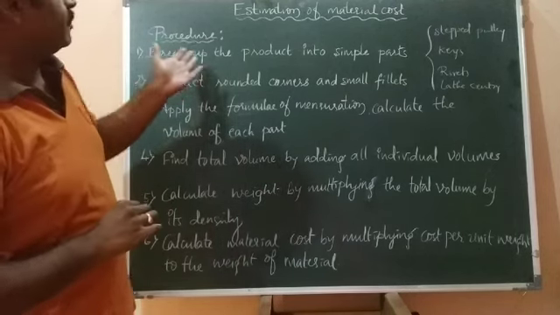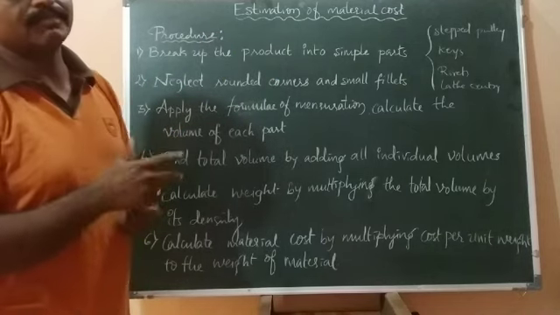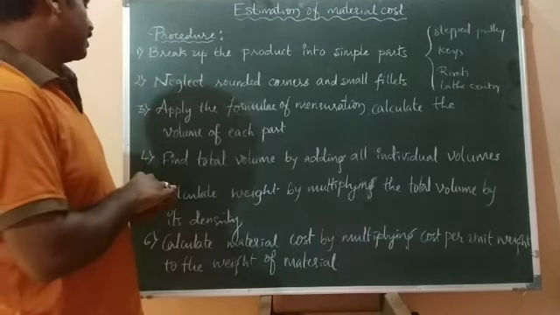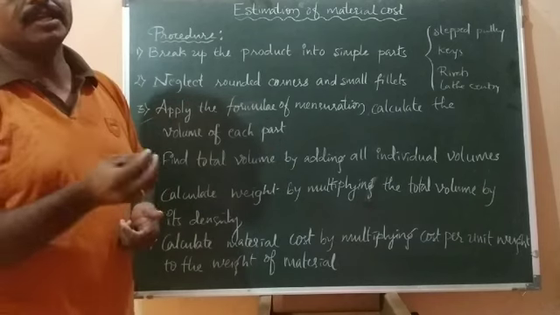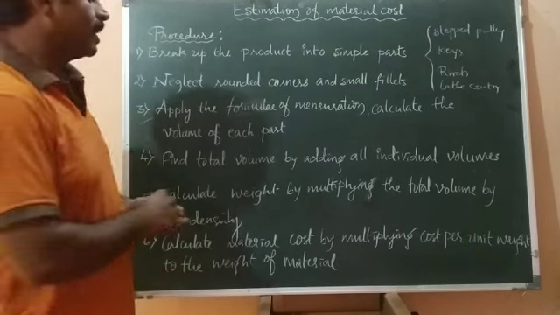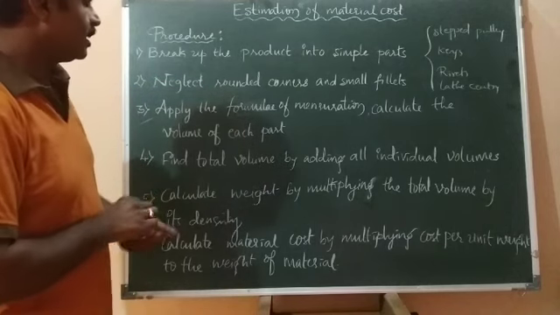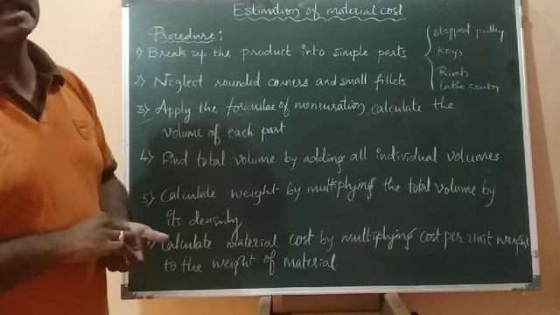So third one, apply the formula of mensuration and calculate the volume of each part. So we have divided the given product into a number of simple parts, so we need to find volume of each part. So that is the third one. Okay. So fourth one, we need to find total volume by adding all the individual volumes. So fifth one, calculate the weight by multiplying the total volume by its density.